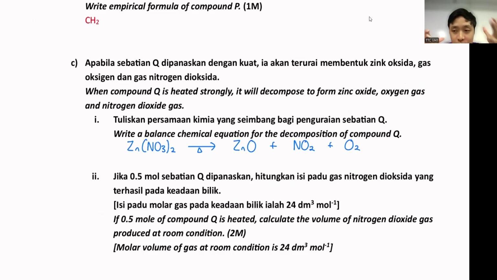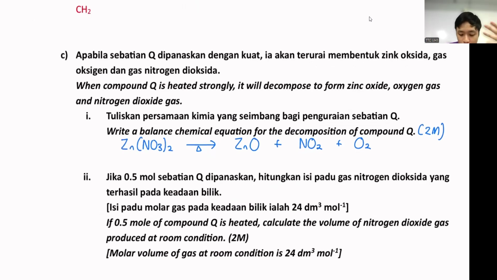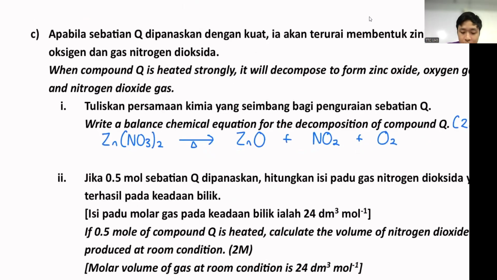But if you just leave it like this, basically 0 marks. A balanced equation contains 2 marks. So what you have to do is, of course, balance it. So if you count carefully, first of all, you can see that N is 2 at the left. Bracket 2 means N is 2, right? So at the right, only got one N. So multiply by 2, right?